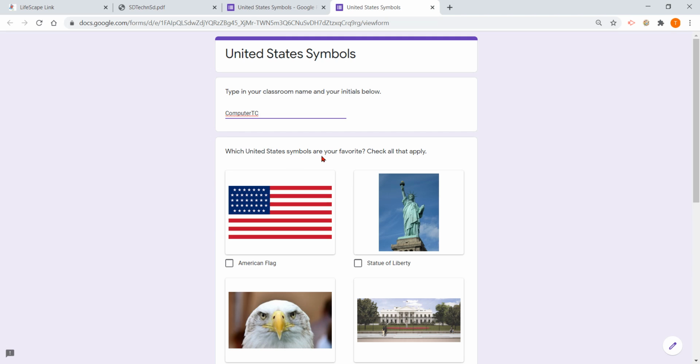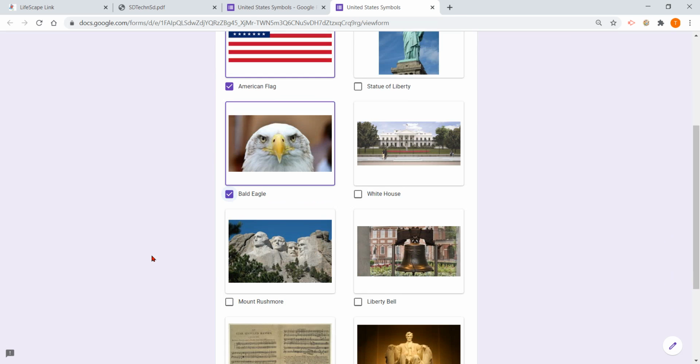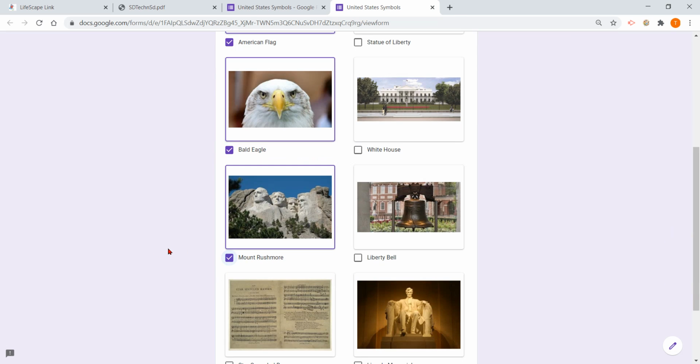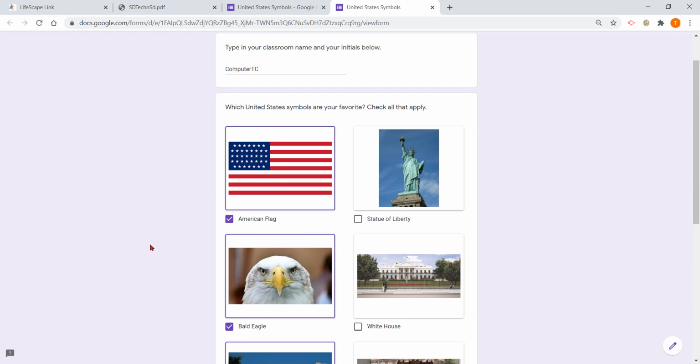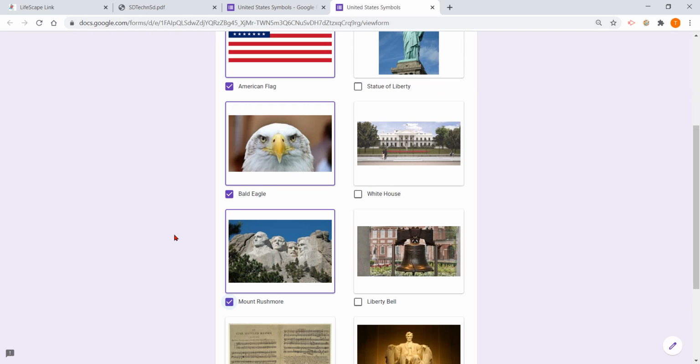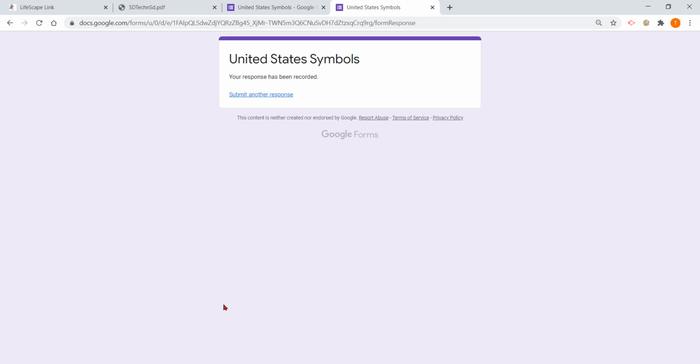Which United States symbols are your favorite? Check all that apply. Well, I like the American flag, I like bald eagles, and I like Mount Rushmore. So there's 3, and you know all the symbols are great, but my favorite are the flag, eagle, and Mount Rushmore. When you have the ones chosen that you like, click submit. And then I will get to see the results of your survey.